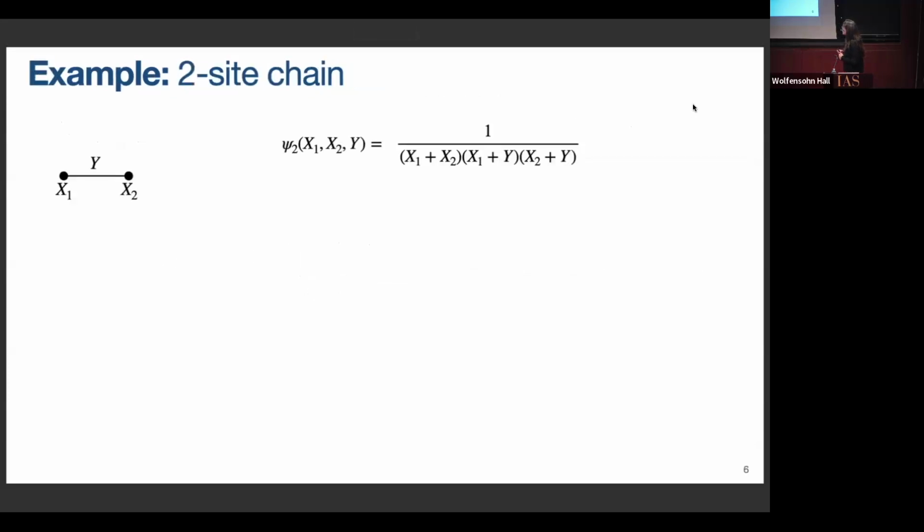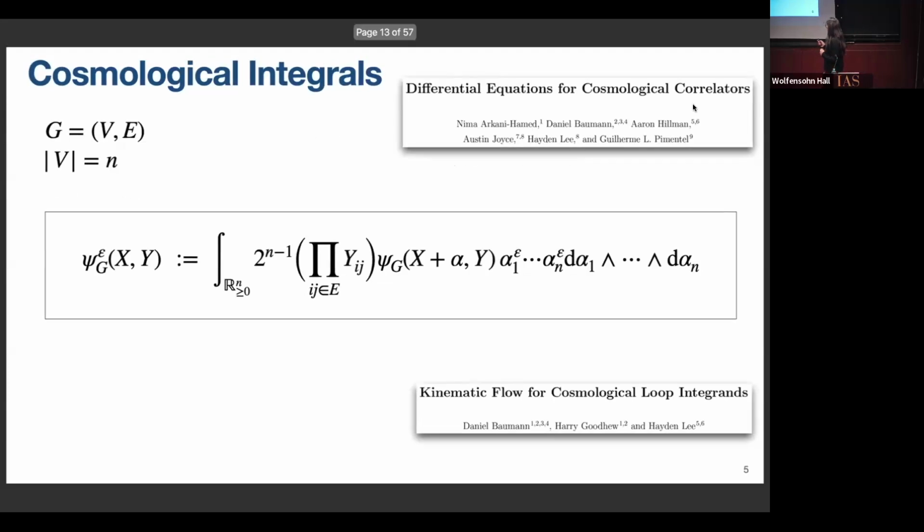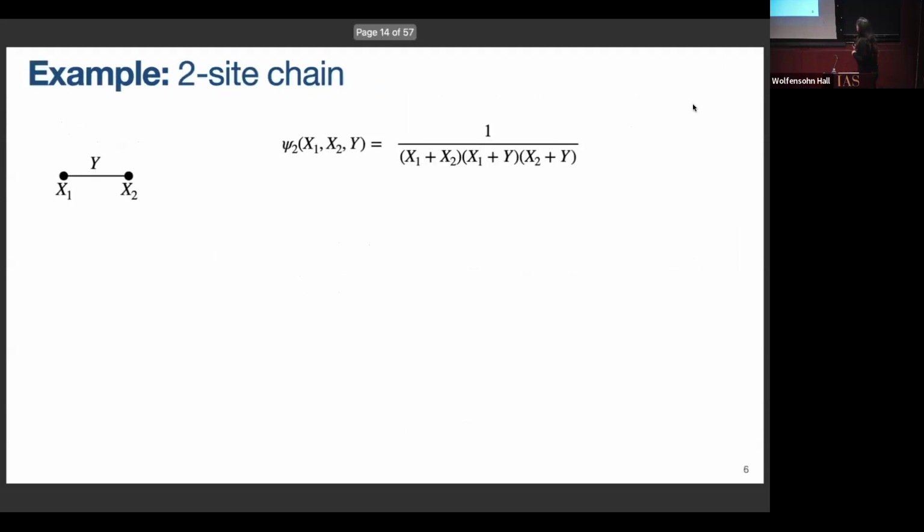Okay, so these integrals are now in the shape of the ones I showed on my first slide. They're generalized Euler integrals. The first example we can look at is the two-site chain that we've seen before as well. The rational function in this case is one over three linear forms. And these are indeed the three linear forms that define the facets of the cosmological polytope in this case, which is a triangle. And in fact, the adjoint hypersurface is just one.